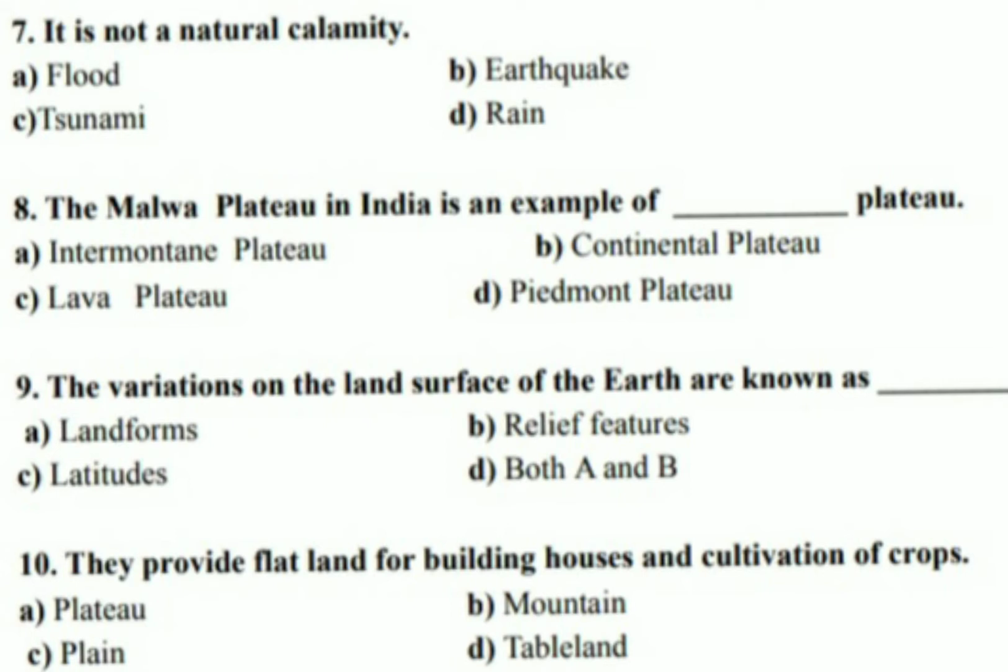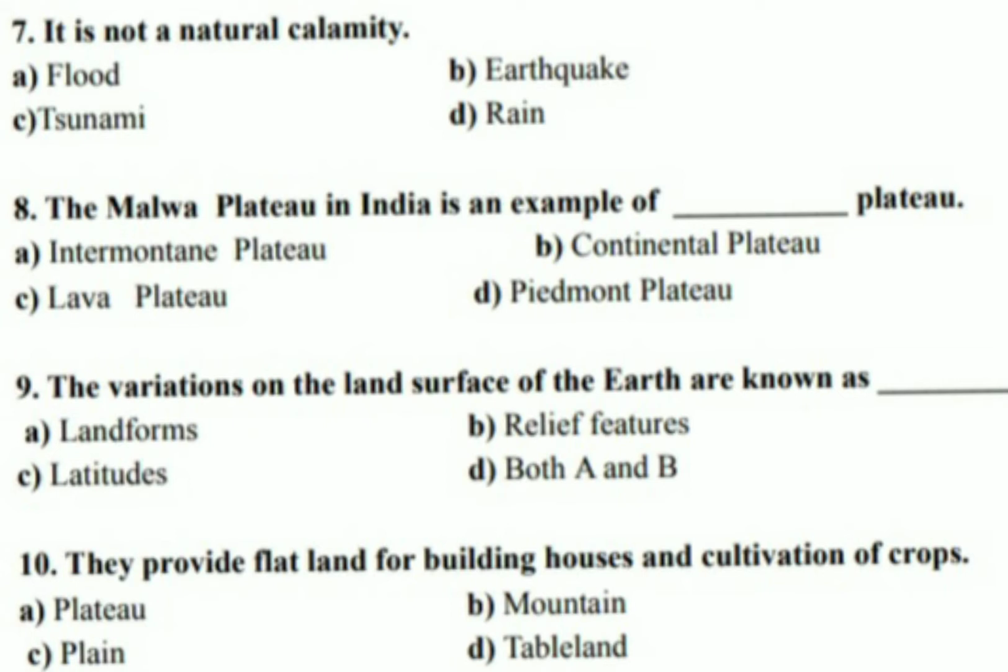Then number 8, the Malwa Plateau in India is an example of dash plateau. Intermontane Plateau, Continental Plateau, Lava Plateau and Piedmont Plateau. So the correct option is Lava Plateau, that is option C.